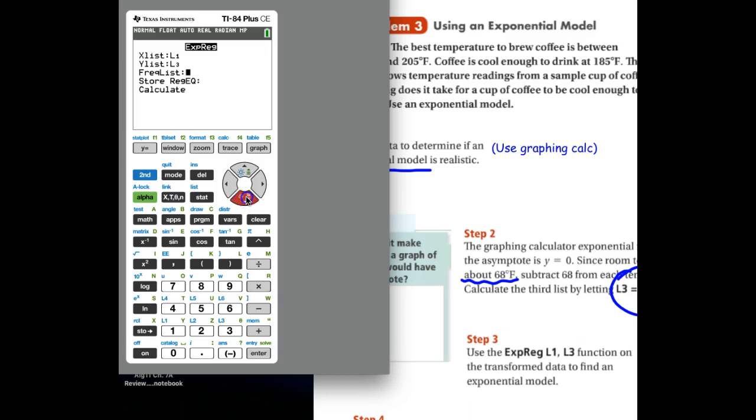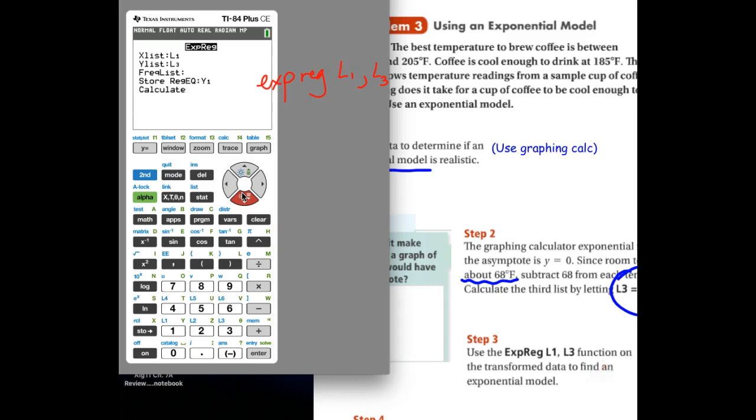I'm going to go ahead and store it so that I can show you on the board here the picture. If you don't want to store it, that's okay. To store it, we're going to do variables, y variables, function, y1. If you have the older version of your calculator, when you put in exponential regression, it's waiting for you to do list 1, comma, list 3.